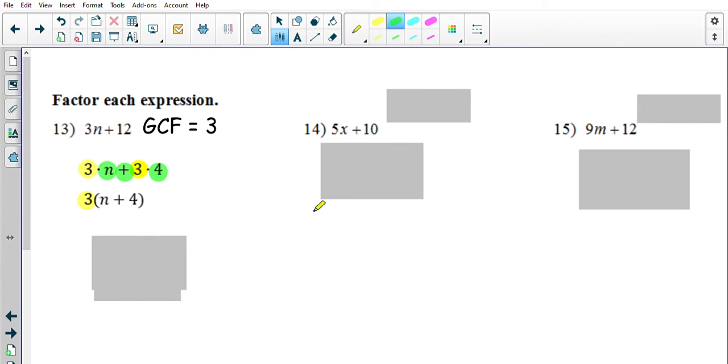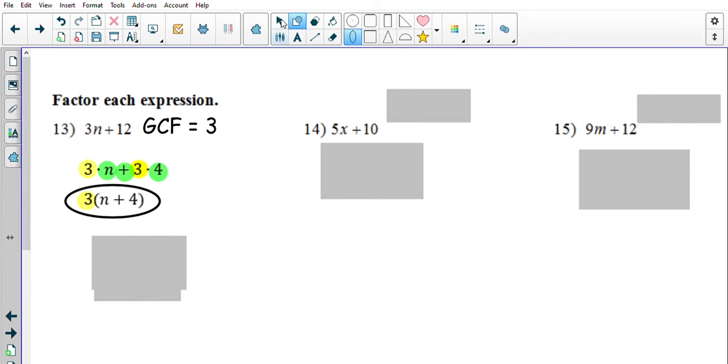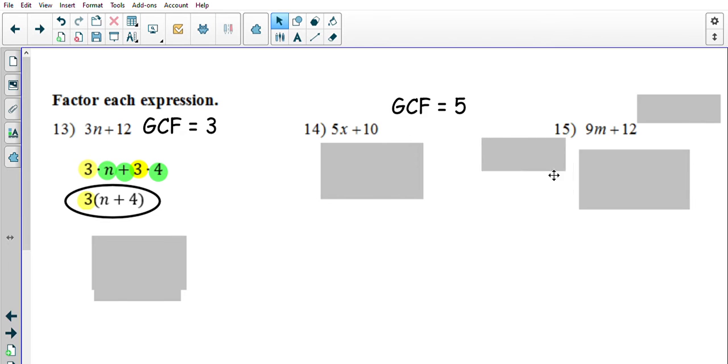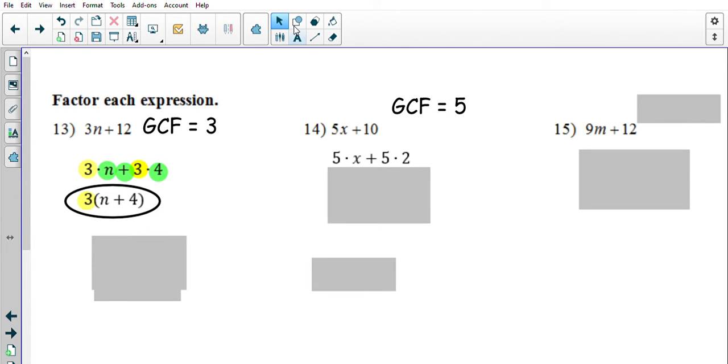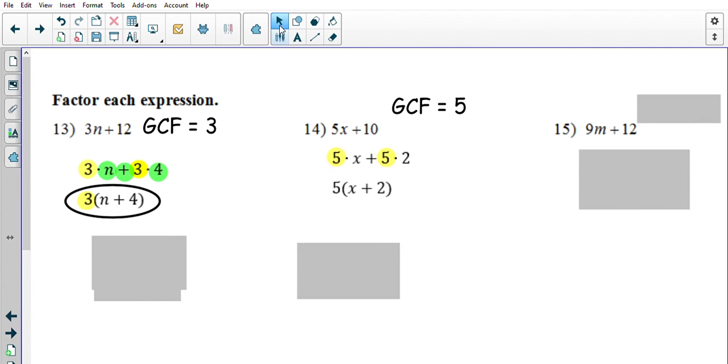All right, number 14. Let me just circle my final answer here so you know this guy right here is my final solution. Number 14, 5x plus 10. My GCF is 5, so we'll rewrite this as 5 times x plus 5 times 2. Again, my GCF shows up in both of these. 5 times x gets us 5x, 5 times 2 gets us 10. So my final solution will be 5 and then in parentheses, x plus 2.